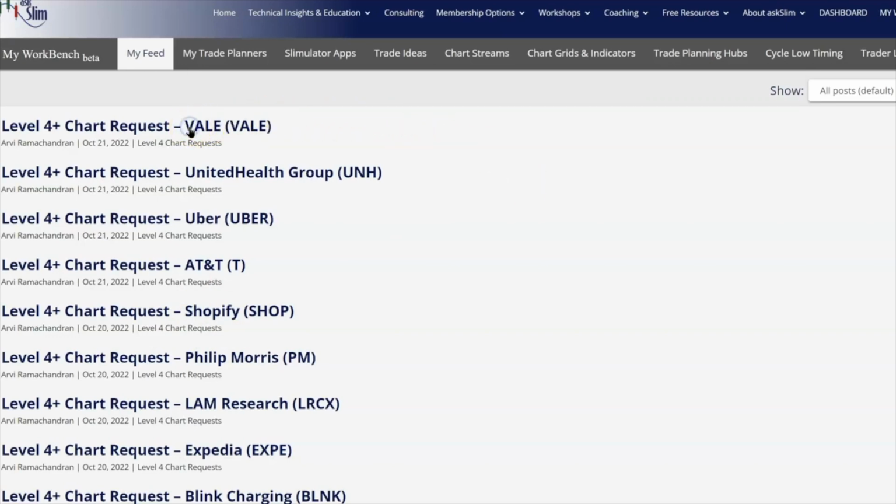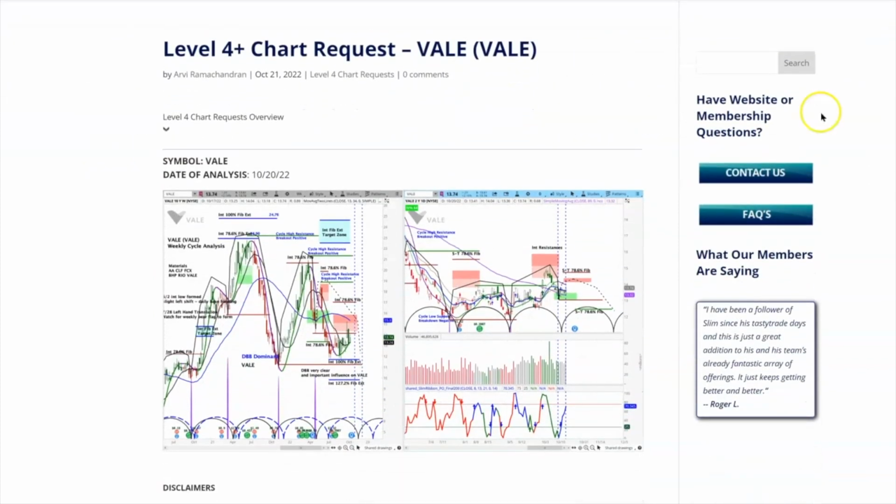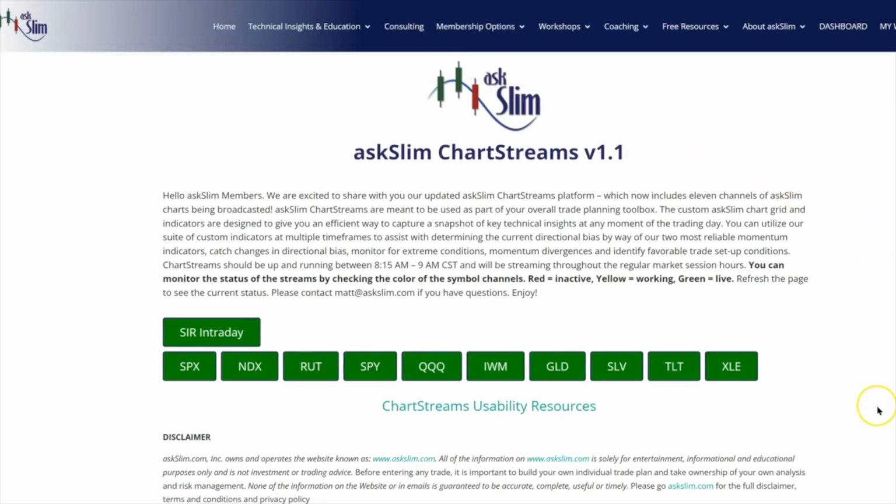As you see right here in Valet, somebody had requested a get for that particular analysis, and then that analysis is done by our team and it is sent to them. What I really want to do is go to chart streams right over here, because of course we're looking at the stock market, and for level 3 and 4 members, you get all of these live charts with all of our analysis running on there.